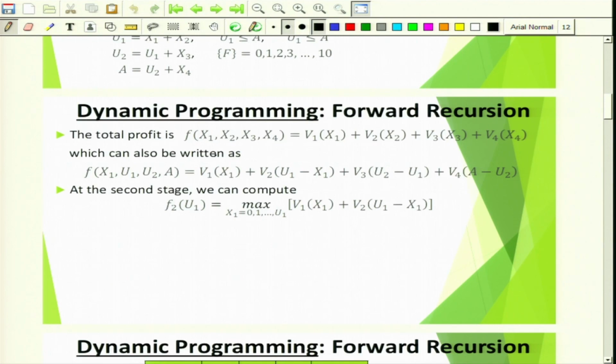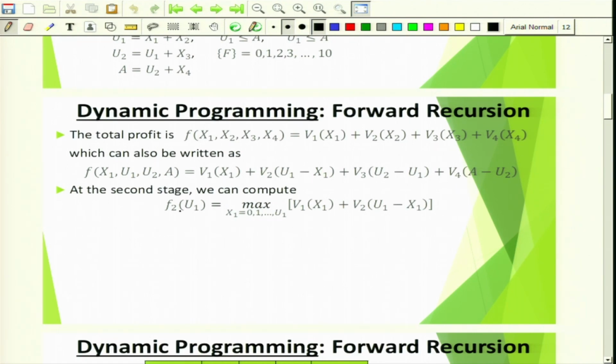Now the total profit is the summation of the profits obtained with respect to the individual investments, right? Which can also be written as v1 of x1 plus v2 of u1 minus x1. u1 is x1 plus x2, that means x2 is u1 minus x1. Similarly you express with respect to the different stages, and at the second stage we can compute f2 of u1 is equal to the maximum. Let's say you're calculating at stage 2 where there are only 2 investments being considered, right? So that is x1 and x2.